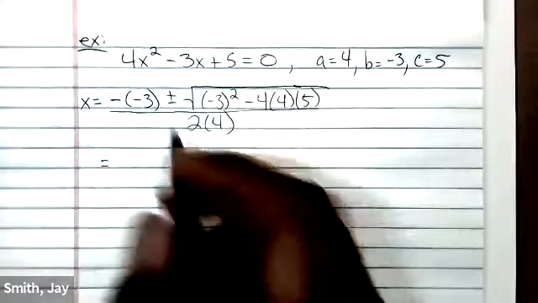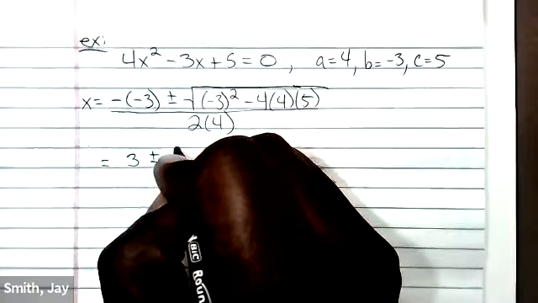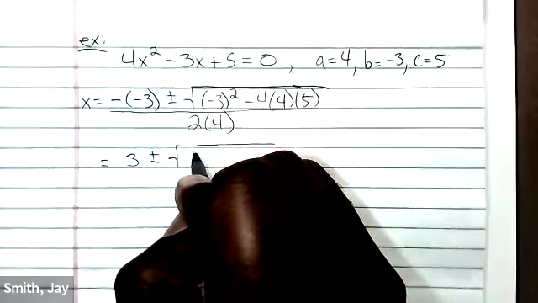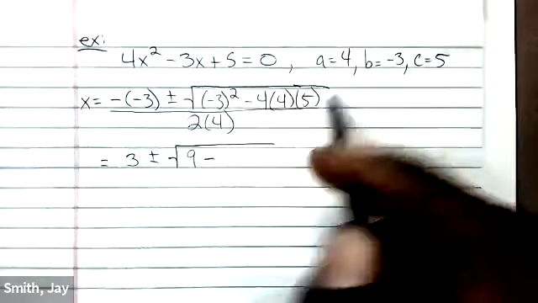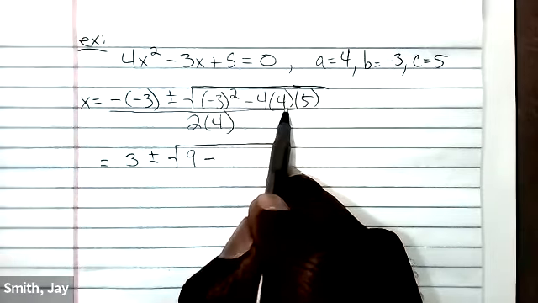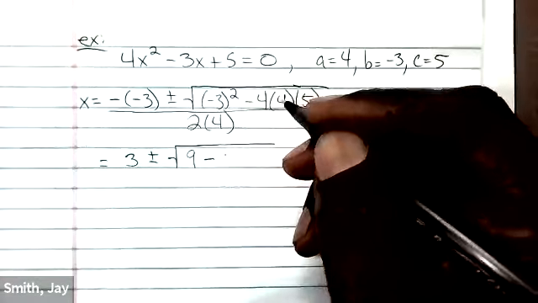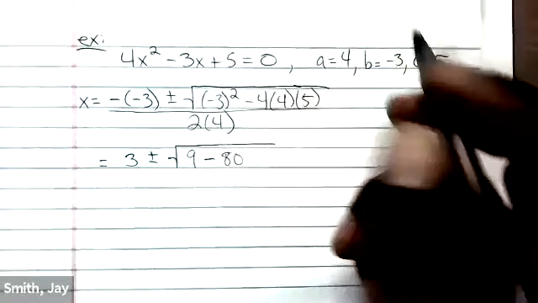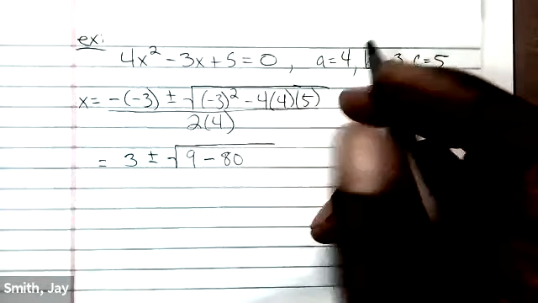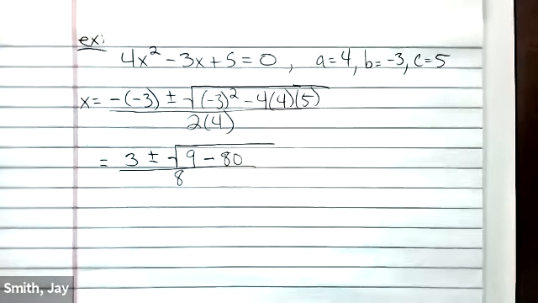All right, so we know a negative negative 3 is just going to be a positive 3. Plus and minus the square root. We know negative 3 squared is positive 9, minus 4 times 4 gives me 16. 16 times 5 gives me, my note says 80. Somebody check that for me. I don't know why I don't trust that. 16 times 5. Anybody have a calculator on them real quick? It is 80? All right, appreciate you. And all of this is just being divided by 2 times 4, which we know is 8.